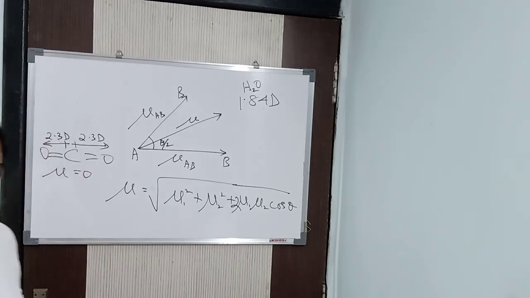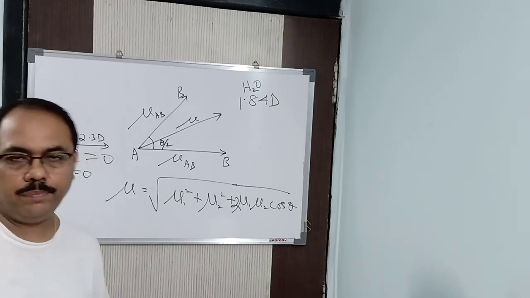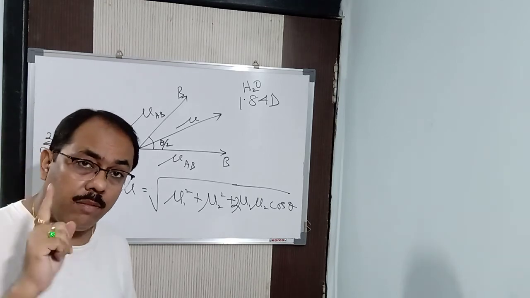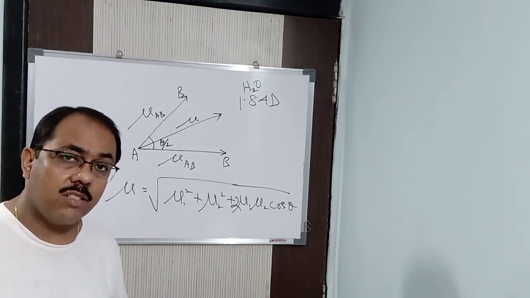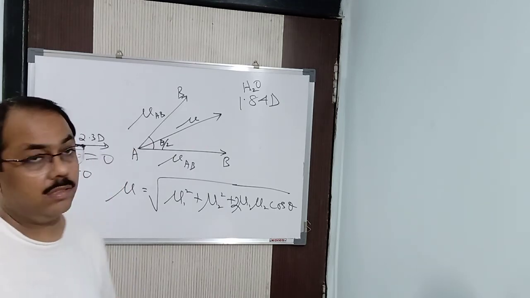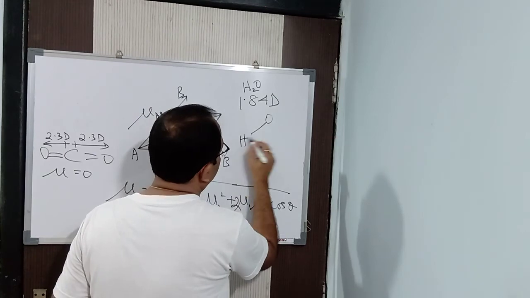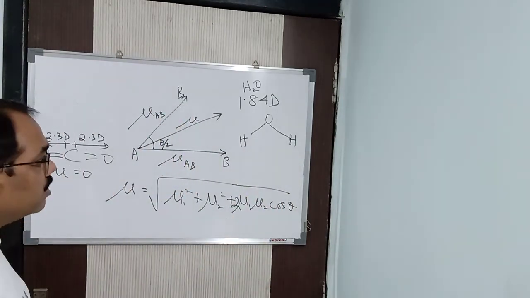So from the dipole moment, what do we come to know about the shape of the molecule? Remember, if a molecule has a certain value of dipole moment, it is non-linear. Water is non-linear. What is the shape of the water molecule? Even though it is triatomic, it is V-shaped, bent shape. The bond angle is 104.5 degrees.